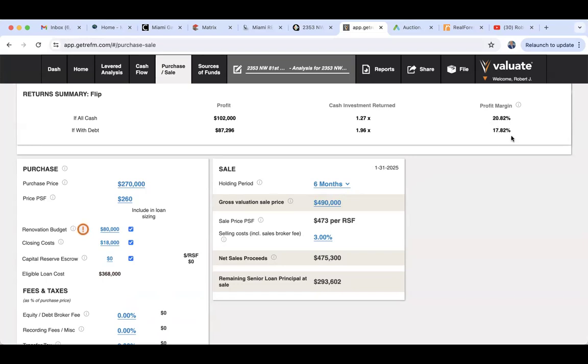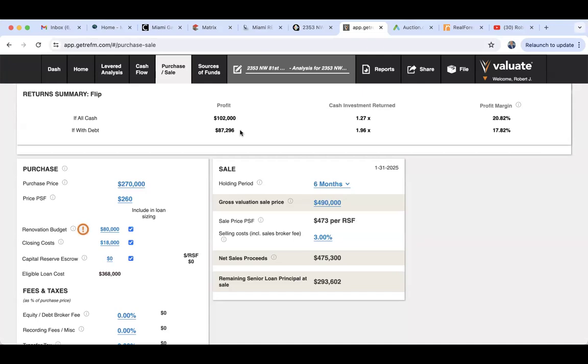Even if they have to take out an 80% loan on this transaction, you're still looking at almost 18% profit. This loan that they're taking out is costing them, if you do the quick math here, about $15,000 in interest.